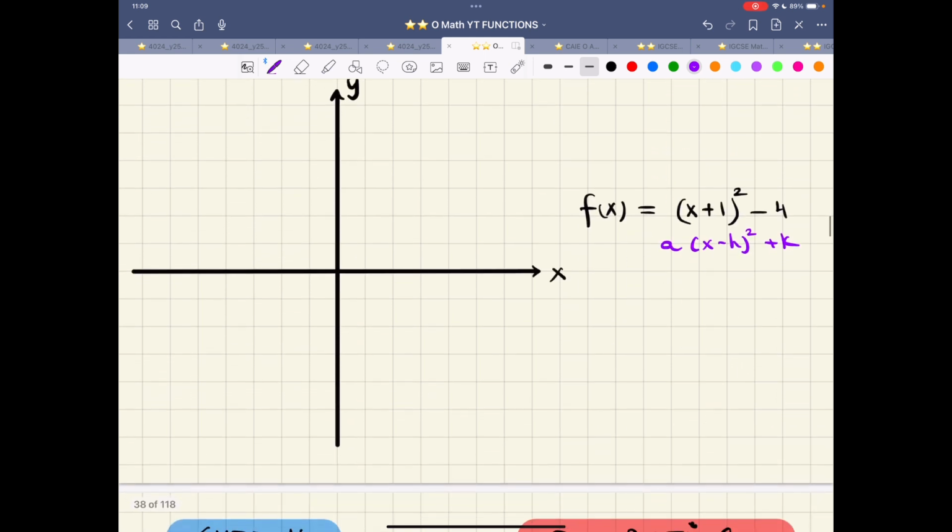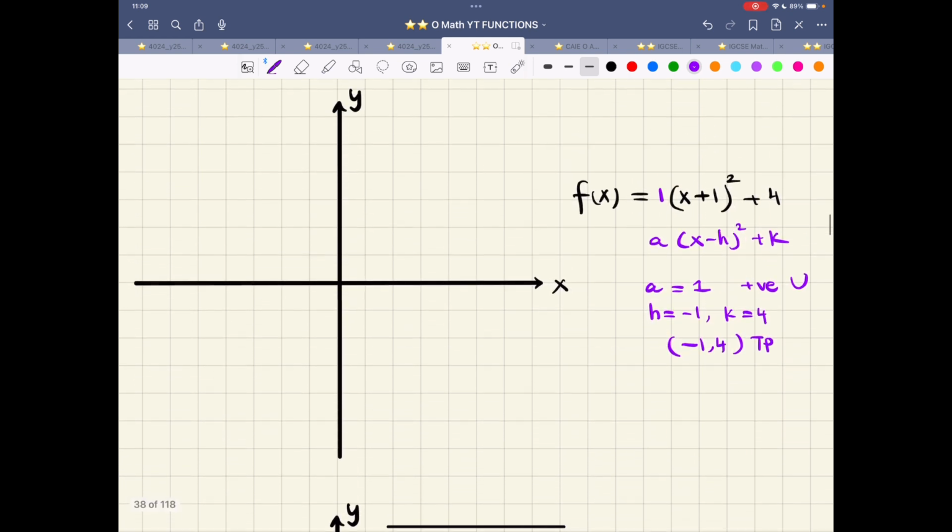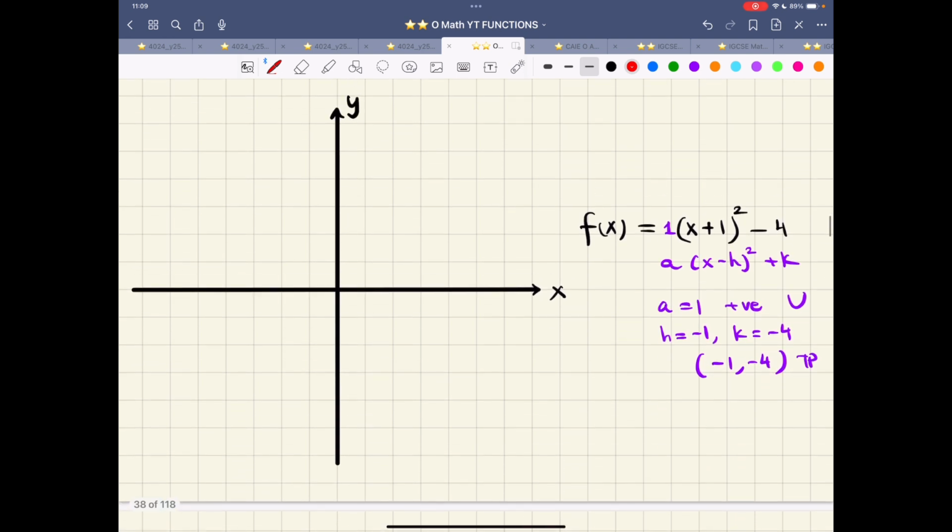Let me also focus over here. A is 1. That is positive, that's the shape. Minus h is 1, h is negative 1, k is negative 4. Therefore, negative 1, negative 4, that's the coordinate of the turning point. So now let me mark negative 1 comma 4. So over here it's negative 1, over here it's 4, and over here it's negative 1, over here it's negative 4. So that is the turning point.